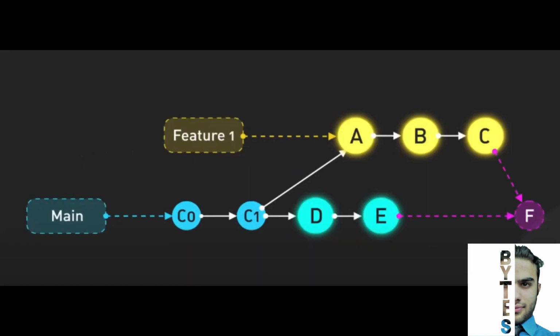This is our main branch. Everything is clean and linear. We have commits from C0 to F. Think of it like a clear timeline of tasks that have been done in order.